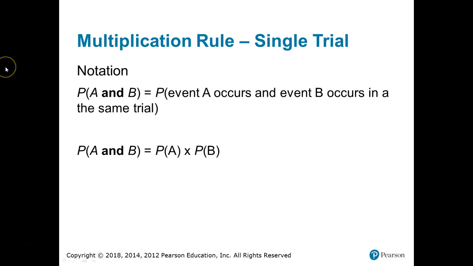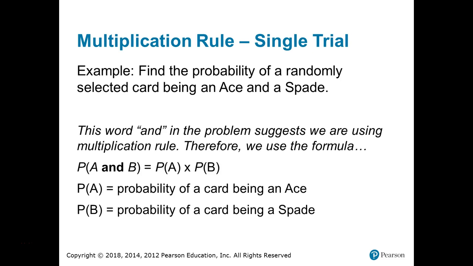And how do we solve these types of problems? You just have to do the probability of event A multiplied by the probability of event B. And that would give you the probability of both events occurring at once. So let's look at an example.